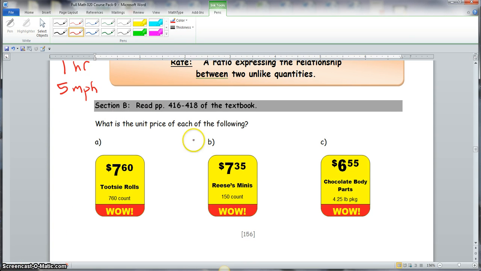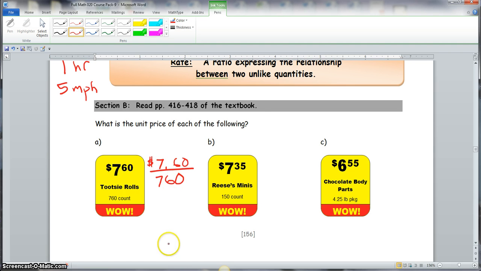We could take a look at a few of these problems here. It says section B, read pages 416 and 418 of the textbook. What is the unit price of each of the following? A, we have $7.60 for Tootsie Rolls that are 760 count, which means there are supposed to be 760 in the bag. Whenever you're doing a unit price, you always do the dollar amount, which happens to be $7.60, divided by the amount you have in the actual bag.